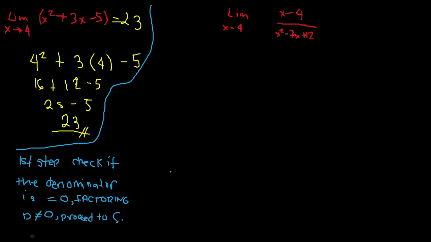So, first, let's check muna kung equal to 0. Ang ating denominator ay x squared minus 7x plus 12. Okay, so we will check if itong denominator na to ay equal to 0 or hindi. So, x approaches 4, so we will substitute the value of 4. Okay, nakalimutan ko yung arrow dito. Baka magmukhang negative 4.